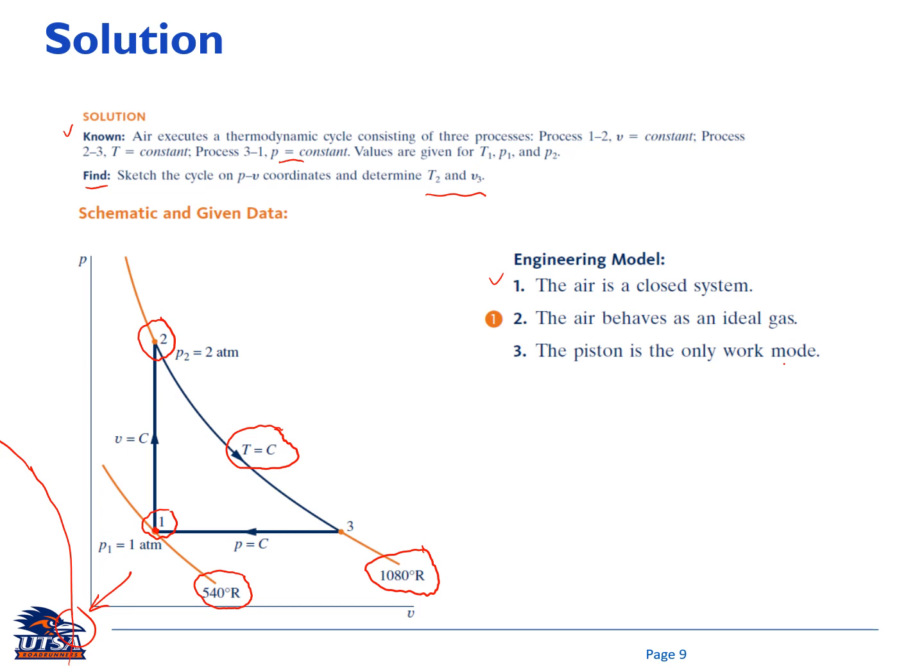And then the last process changes state 3 back to state number 1. It occurs under constant pressure, so here you have a straight horizontal line. It's constant pressure, connecting state 3 to state 1. Okay, please review this again when you're at home. Make sure that you understand how to draw these process lines in the PV diagram.